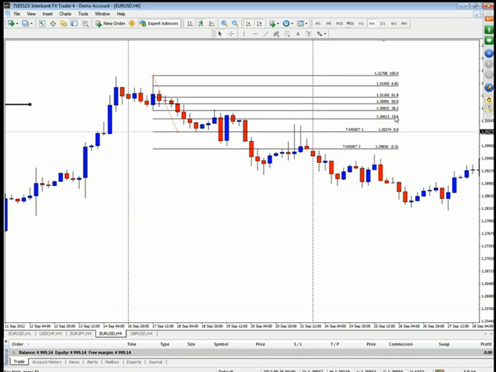Okay, it needs to go to the 38 or the 50 or the 61, and I'm going to show you what I call the high risk entry. And I'm going to show you the lower risk entry, where we're going to use candle formations and price itself to get into the trade.